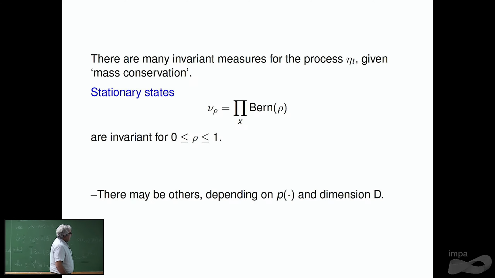But there are also other invariant measures, and it's still an open problem to characterize all the invariant measures for all types of jump probabilities in all dimensions d. Liggett's book has some open problems.